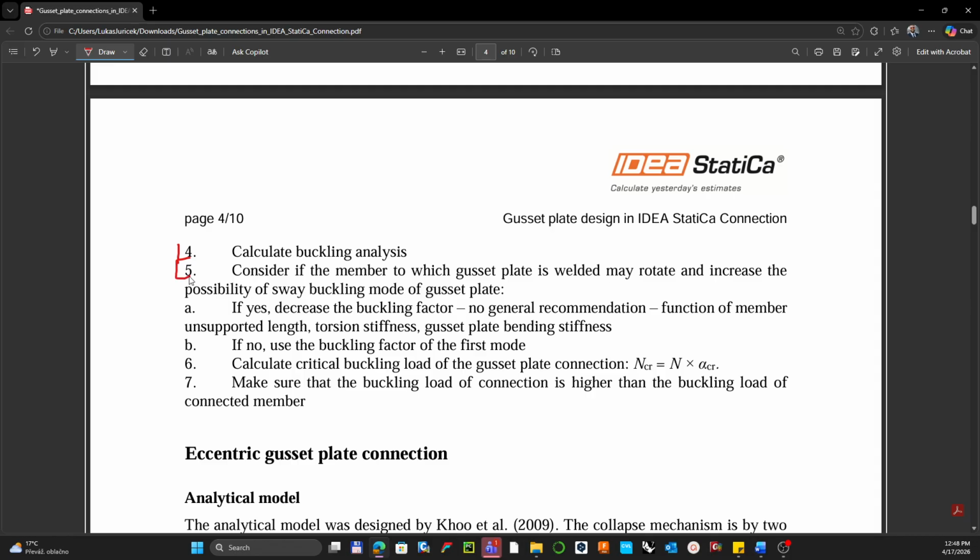The fifth point: consider whether the member to which the gusset plate is welded may rotate and increase the possibility of a sway buckling mode of the gusset plate. If yes, decrease the buckling factor. There is no general recommendation actually, and it depends on the function of the member, the unsupported length, the torsion stiffness, and the bending of the gusset plate. If no, utilize the buckling factor of the first mode shape.